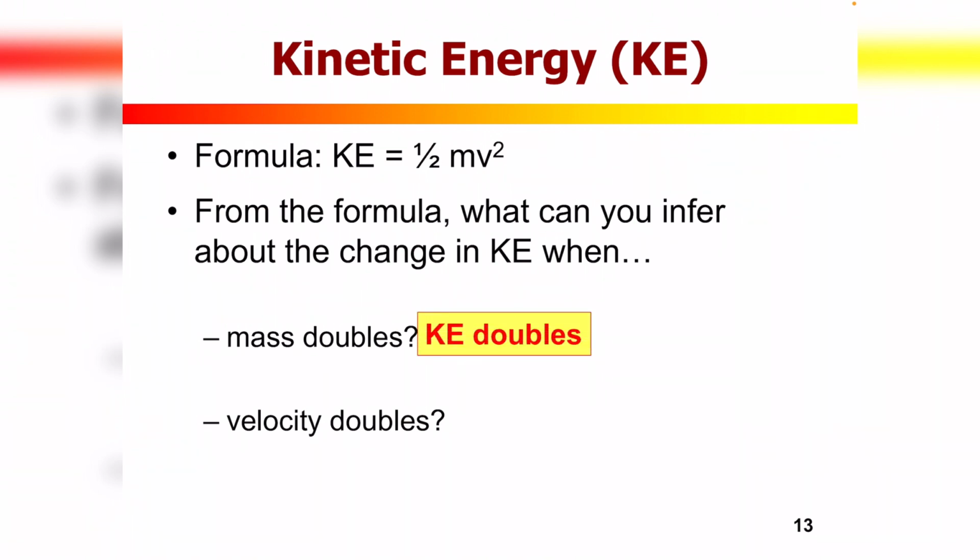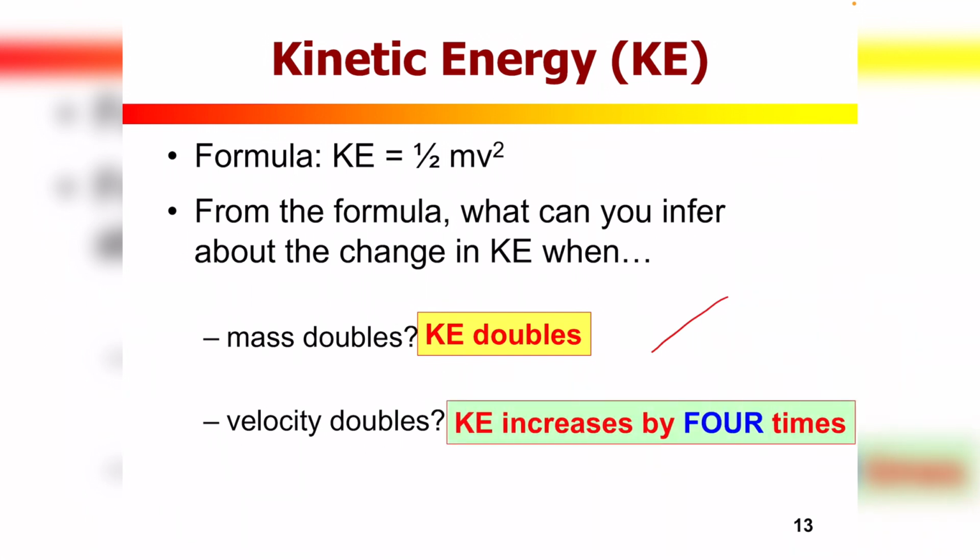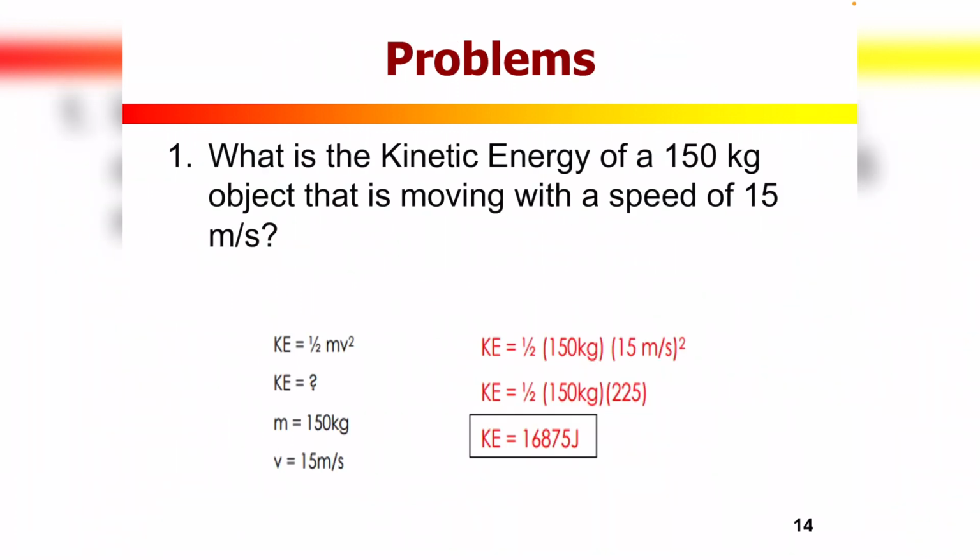So if the mass doubles, its kinetic energy will also double. And if the speed or velocity doubles, its kinetic energy will increase 4 times. Did you understand? Now here are some other examples that you can study at home.